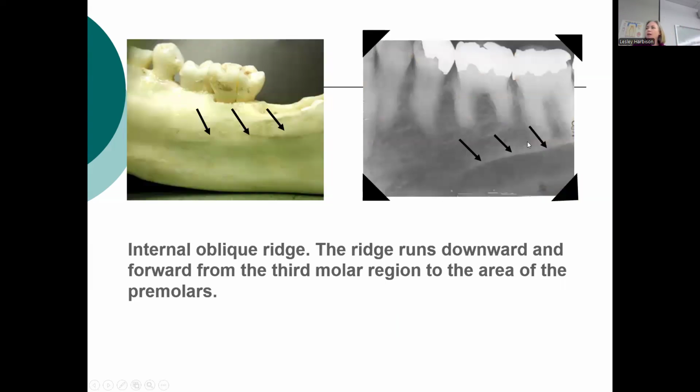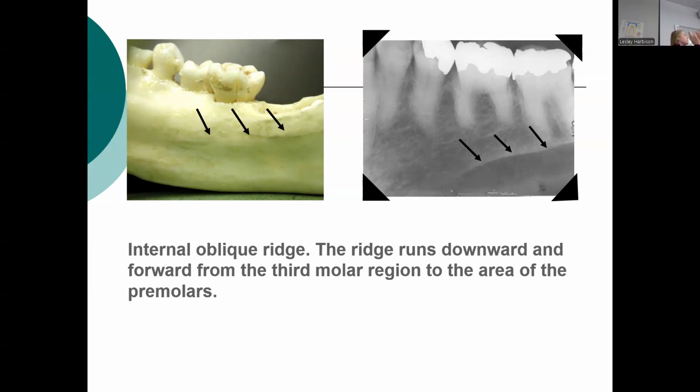So this is kind of what I mean by stacking. At the top here, we have the internal oblique ridge. This actually runs below the apices, but sometimes it'll run right through the roots. So first we have the internal oblique ridge, and then below that we have the submandibular gland fossa. Now that's going to be a larger area. I like to think of it as a larger oval. And then sometimes on the pictures you can see a faint image of the canal running through the fossa.